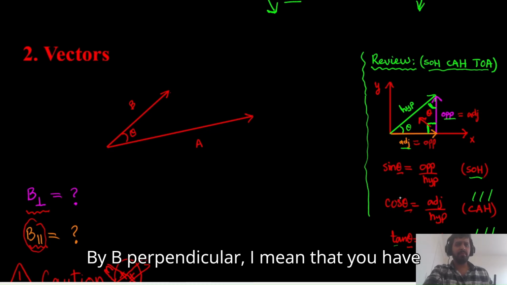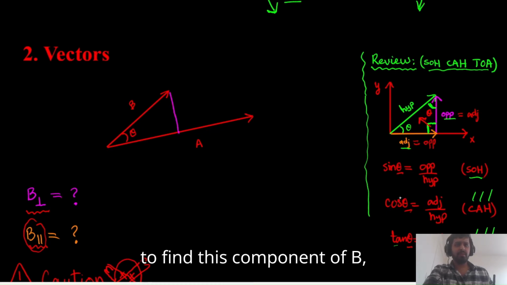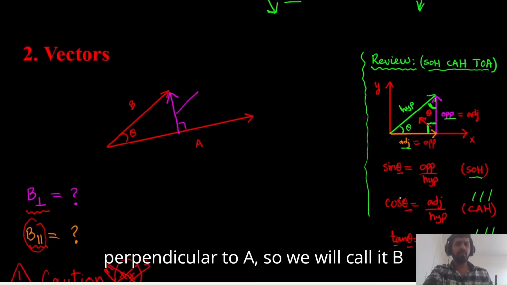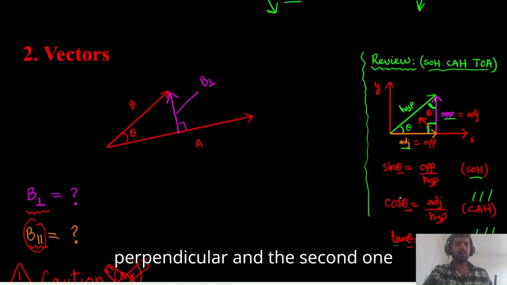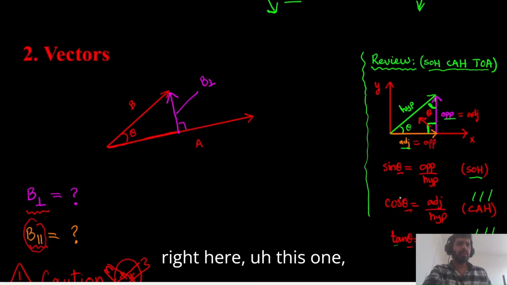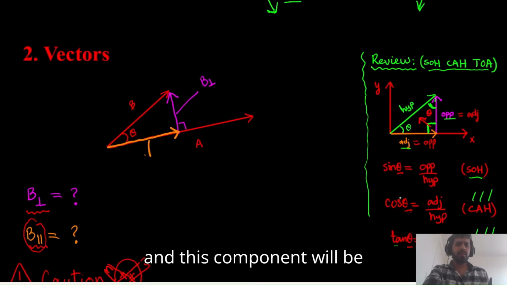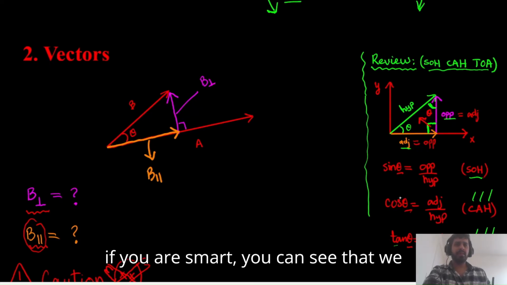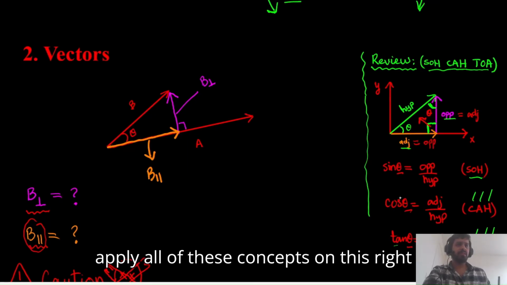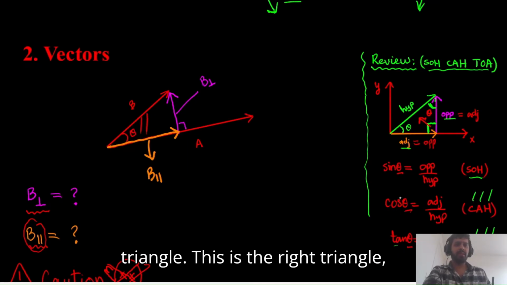By B perpendicular, I mean that you have to find this component of B, right? You can see this component is perpendicular to A, so we will call it B perpendicular. And the second one, B parallel, will be this component right here. Now, if you are smart, you can see that we have here a right triangle. So we can apply all of these concepts on this right triangle.